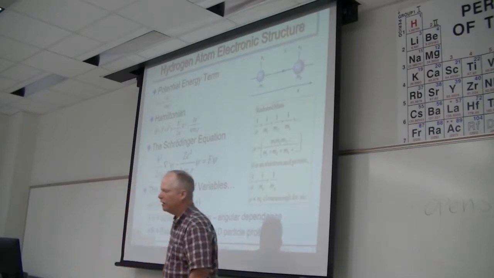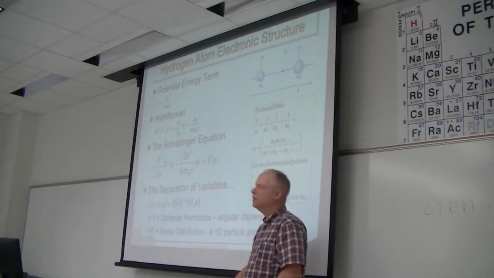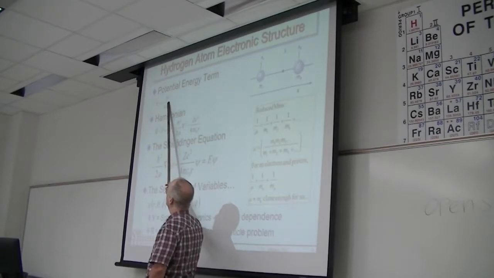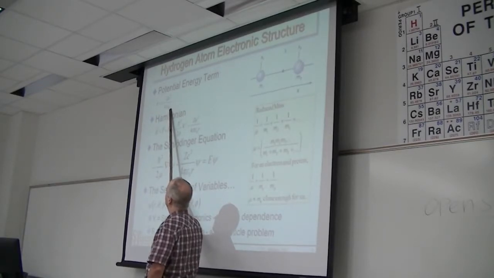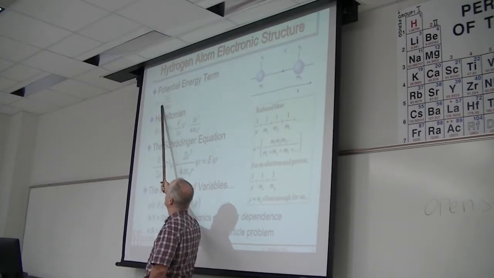So here's our potential energy term. We're now dealing with charged particles, so we can't just say that the potential is zero. So we have the Coulomb attraction. We've seen that before. This is the distance of the electron from the nucleus. Again, we have two charges, a positive charge and a negative charge. The negative charge gives us this negative sign here, and then Z is the charge on the nucleus.